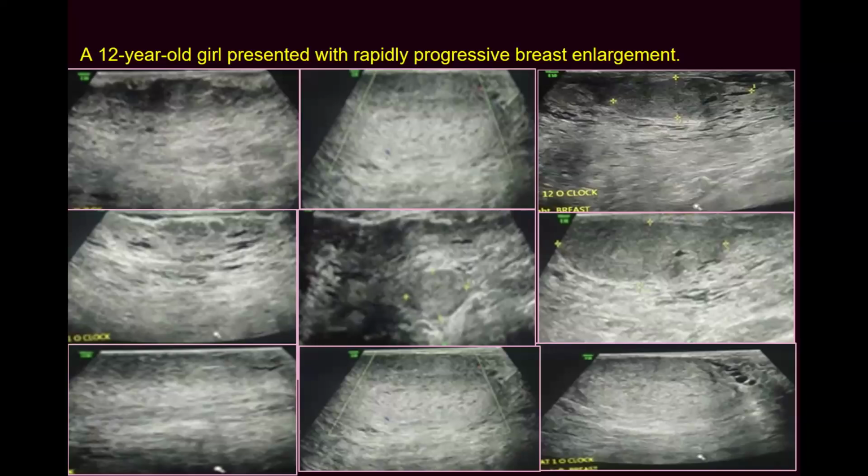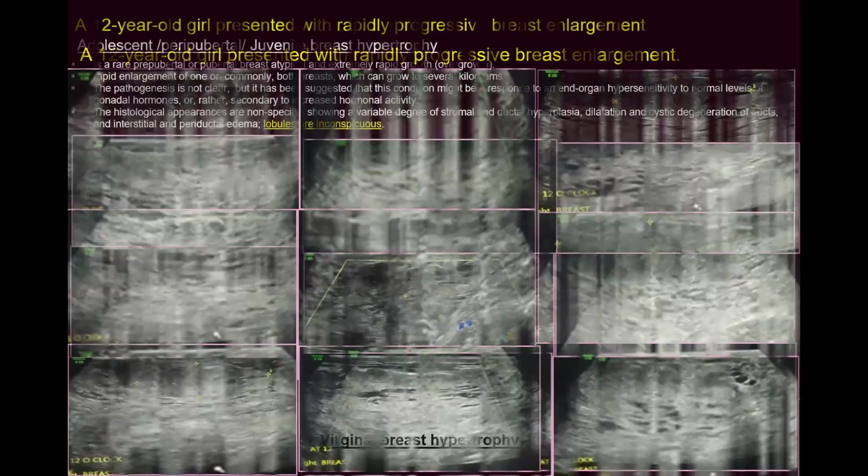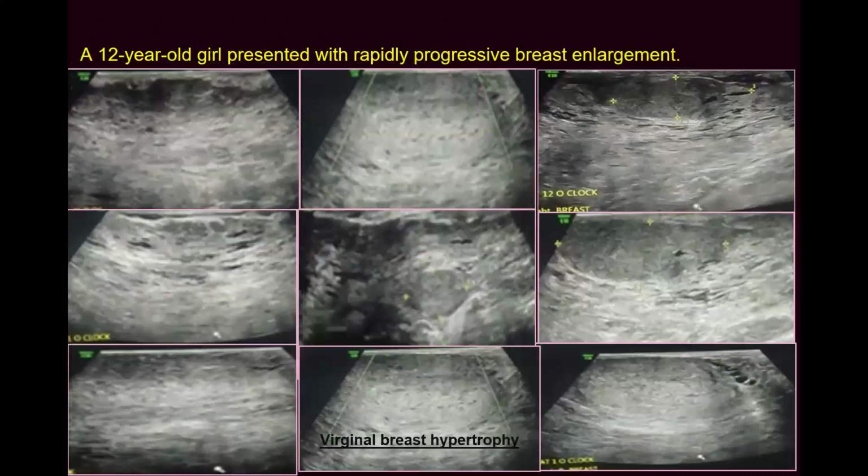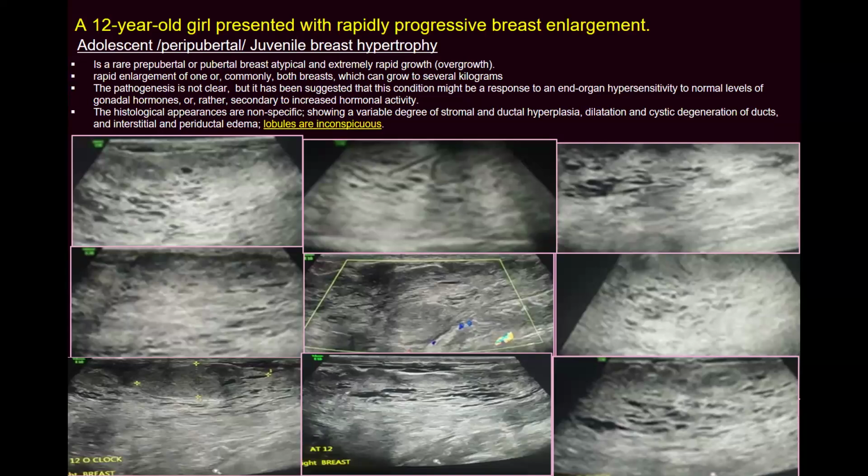What about the tissue? If the tissue is getting hypertrophied, or hypertrophy, so what do you think? This is virginal breast hypertrophy, or adolescent, or juvenile breast hypertrophy. Juvenile, adolescent, peripubertal, or virginal breast hypertrophy. Because she's adolescent, peripubertal, juvenile, because she's still young. We discussed that issue. Do you remember it?